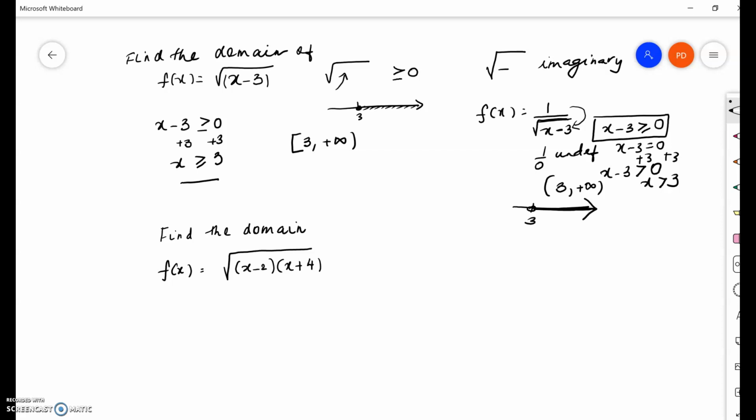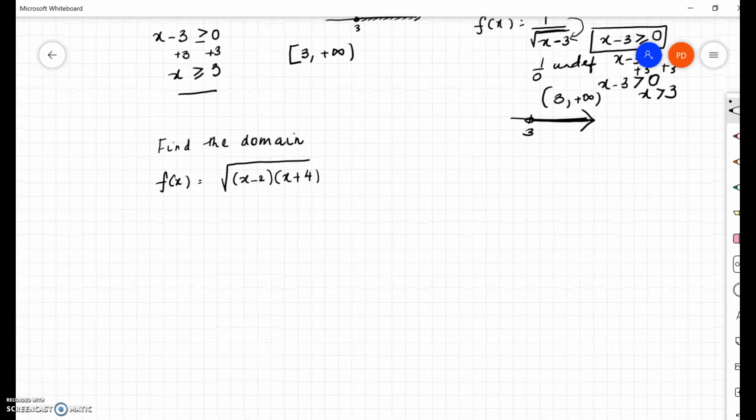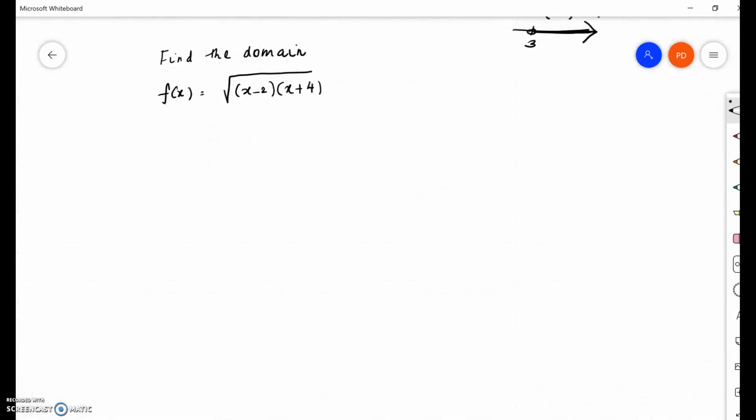Now let's look at the next problem, which is radical x minus 2 times x plus 4. So what's inside the radical sign? So x minus 2 times x plus 4 must be greater than or equal to 0. So let's think about when it would be greater than or equal to 0. So greater than 0 would mean positive. It would be positive if each is positive or equal to 0. That's case 1.